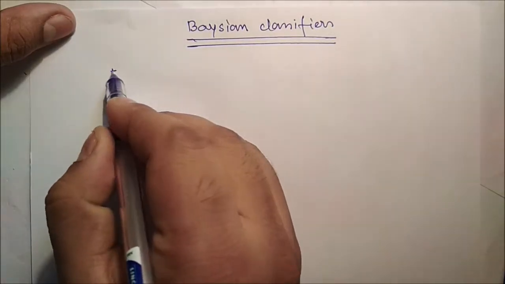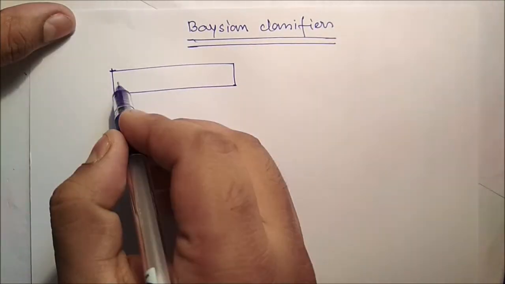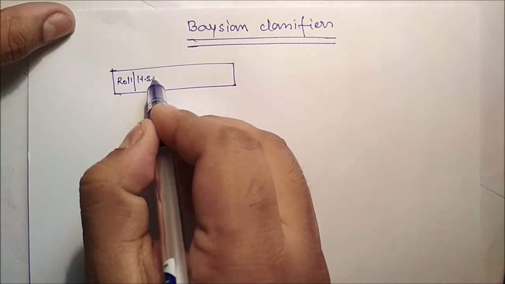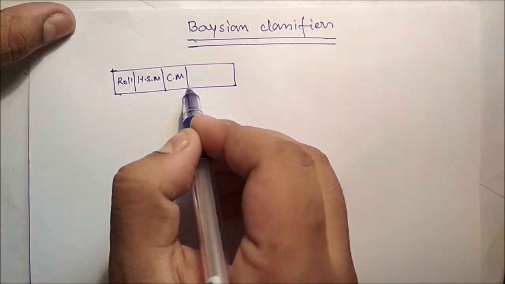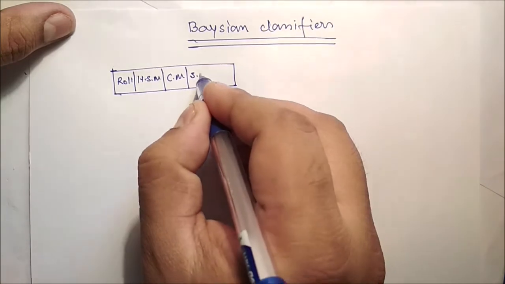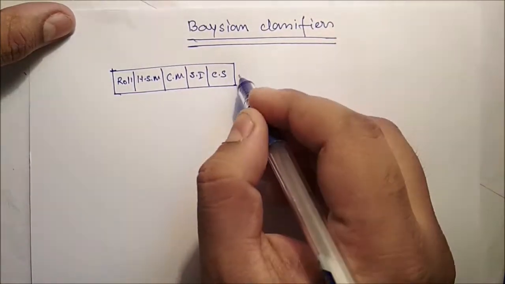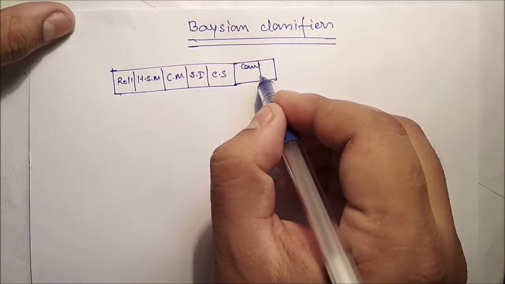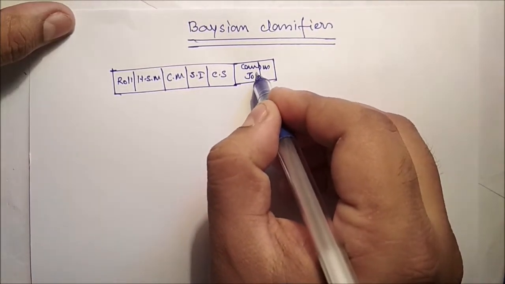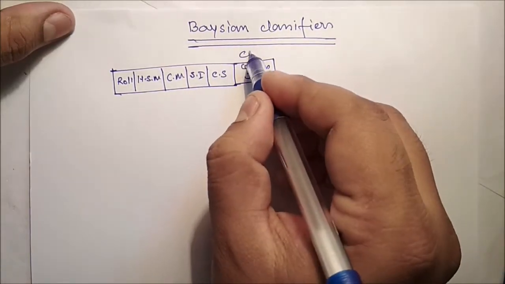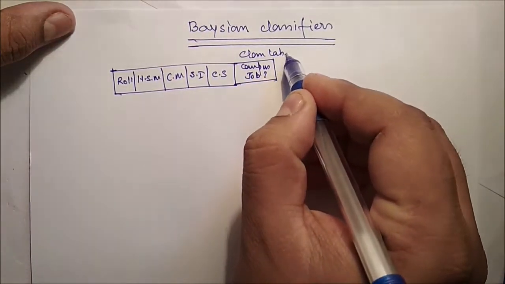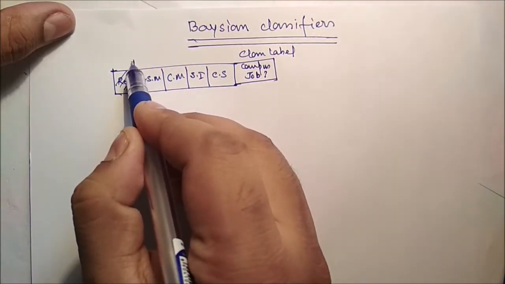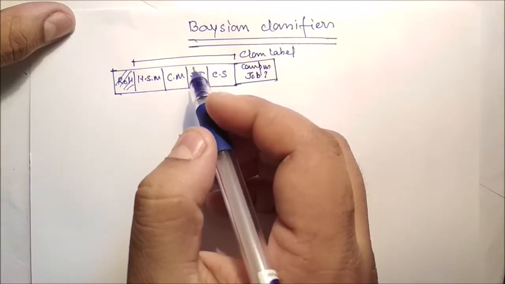So already you know what attribute set means. Suppose we have roll number, high school marks, college marks, sports interested and communication skill. These are the attributes, and our class label is, say, campus job, whether he or she will get a campus job or not. This is our class label, and these are called the attribute features.